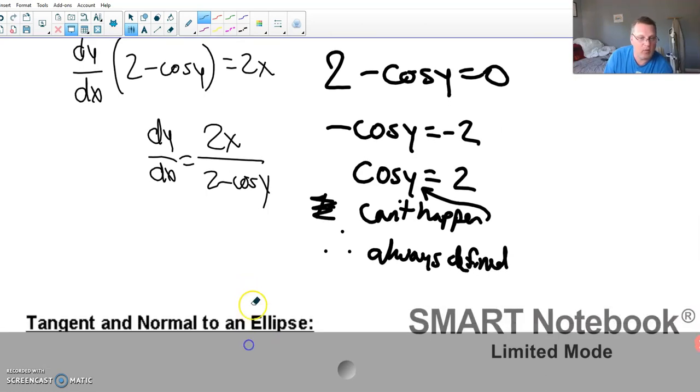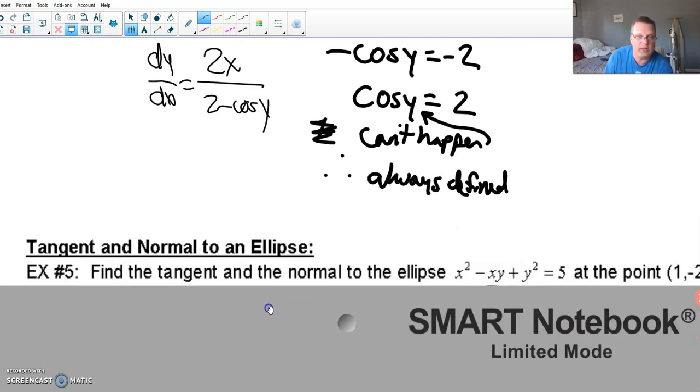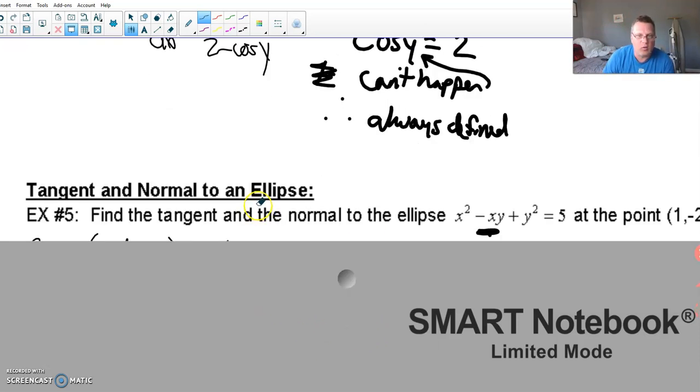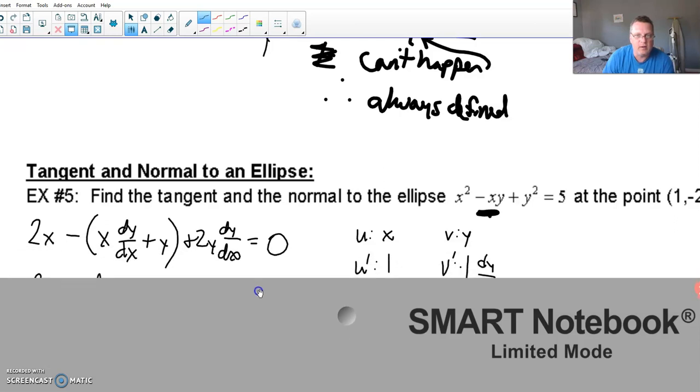All right, now tangent and normal to an ellipse. Okay, look at this. So again, we're getting a little more difficult. You should have these notes. Same thing, we need to find the derivative. But now, as I underlined, you can see that we have a product rule within the implicit differentiation. So let's see how I did here.